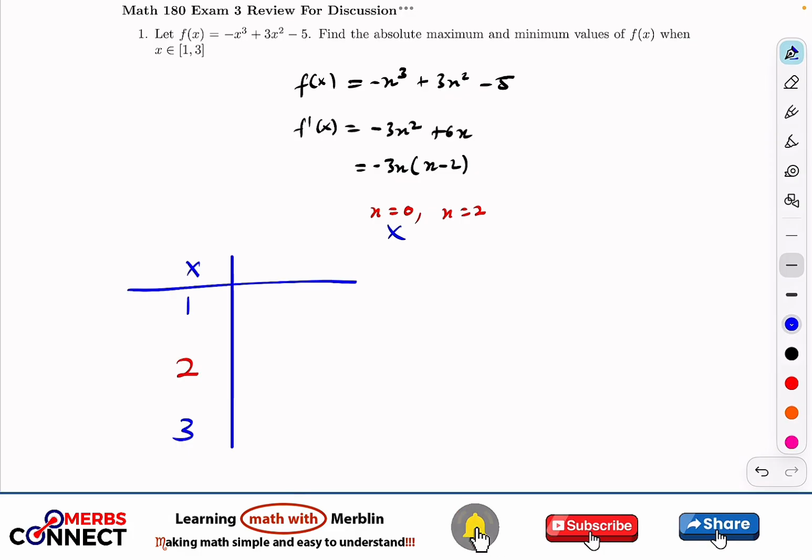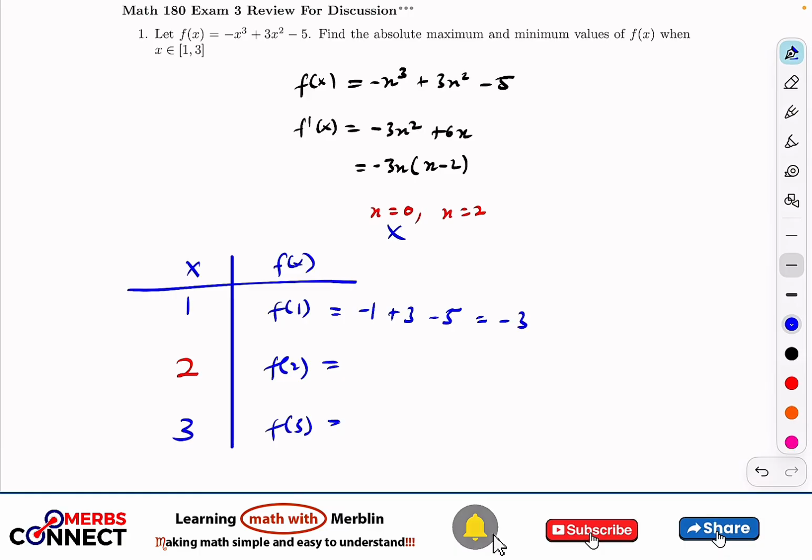So now I need my f of x here. I need f of 1, I need f of 2, I need f of 3. Now plug in 1 inside this function. What do we get? 1 to the power 3 is still 1, plus 3, minus 5, and this is going to give us minus 1. Plug in 2: 2 to the power 3 is 8, plus 2 to the power 2 times 3, which is 12, minus 5. And when I add this, it is going to be minus 13.